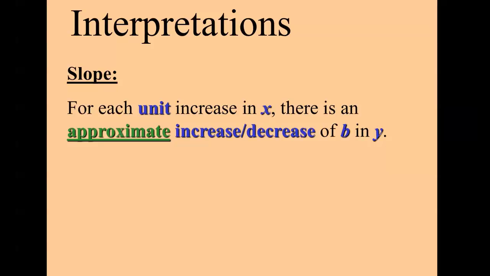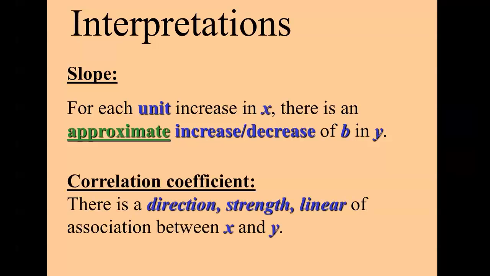When I walk around and look at everyone's homework papers or test papers, it should look like everyone's copying the same sentence, because you're writing down this phrase. Now you're going to fill in the blue stuff with actual verbiage from the problem. Correlation coefficient, same thing. There is a direction, strength, linear association between x and y. Those words can change depending upon the type of analysis we come up with.